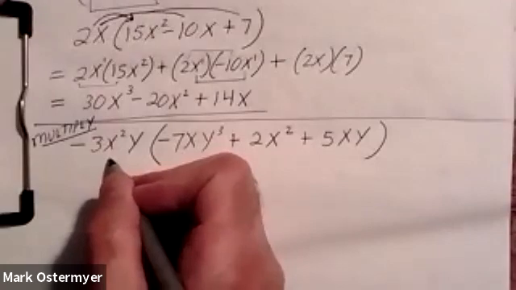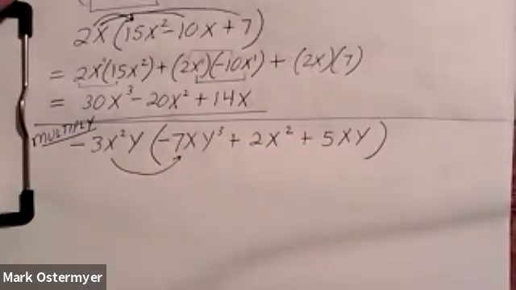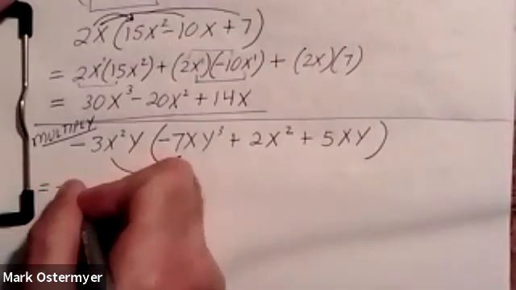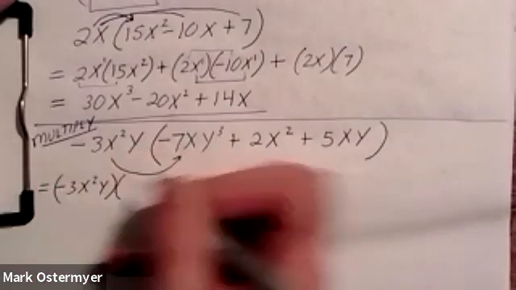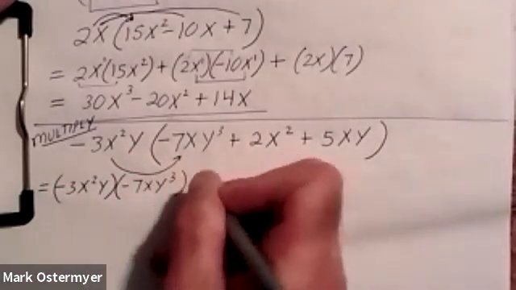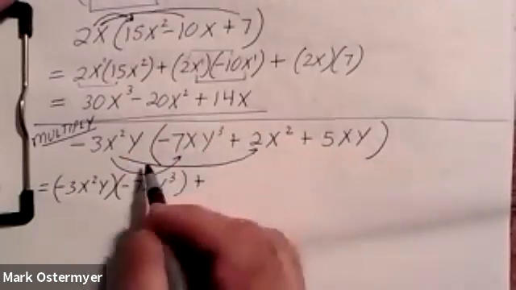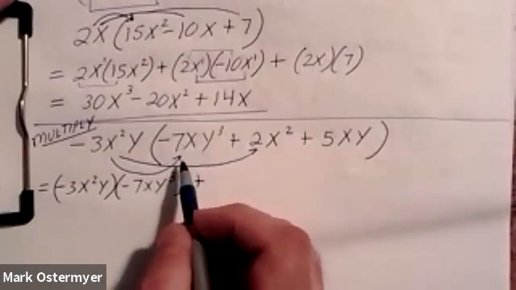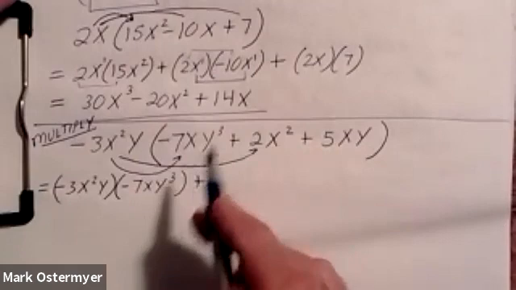It's negative 3x squared y. It has to get multiplied into all three of these terms. These arrows are a good visual cue to use, ladies and gentlemen. They help you make sure you cover all the bases. I would strongly recommend using the arrows.